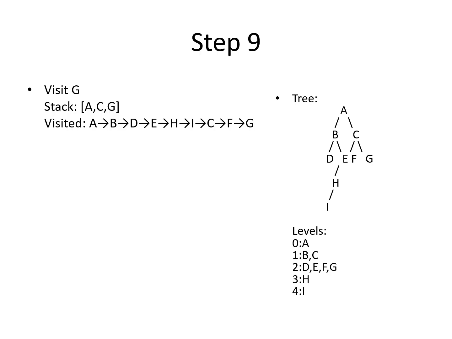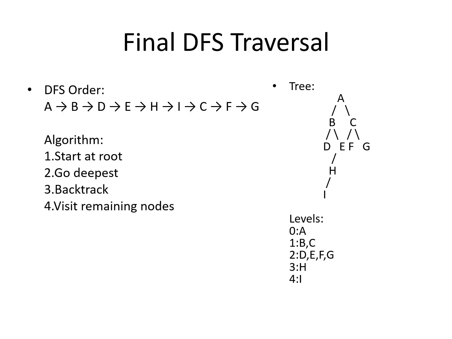This is the final one, because we don't have any nodes after the G. That is the main thing. So now we can move to the next slide. This is the DFS ordering method.